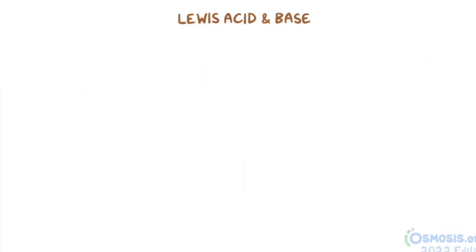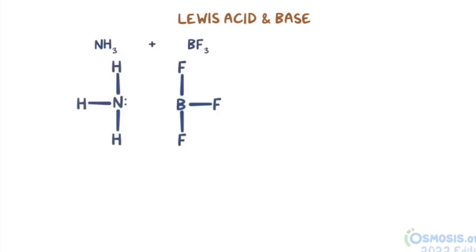Finally, let's look at the reaction of boron trifluoride with ammonia. Ammonia has a lone pair of electrons that it can donate to the boron atom. So, a bond forms between nitrogen and boron. Since ammonia is an electron pair donor, it is the Lewis base. Since boron trifluoride is an electron pair acceptor, it's the Lewis acid.